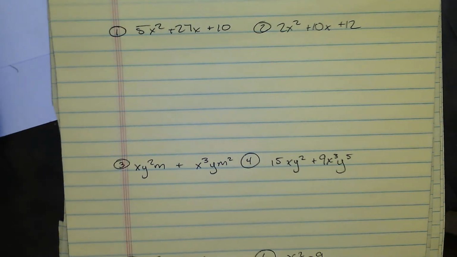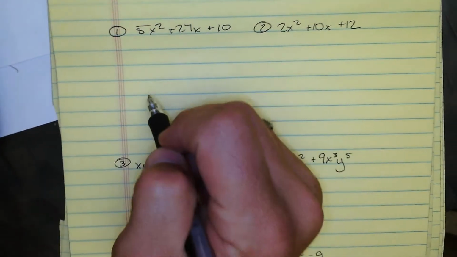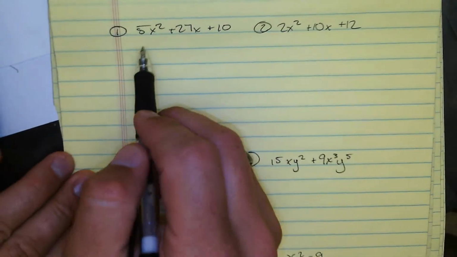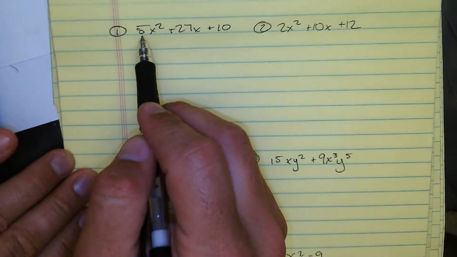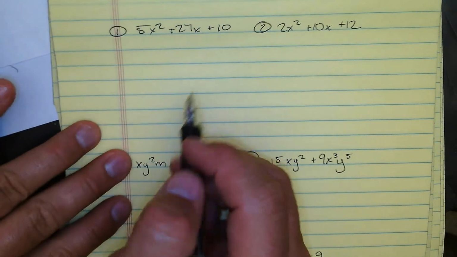Okay, this is our test review for Friday. In the last video we discussed factoring with lead values not equal to 1. In this case it's a 5.